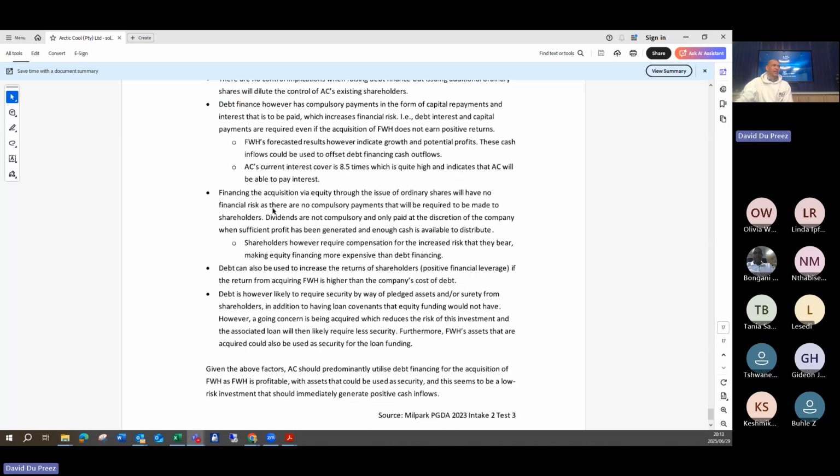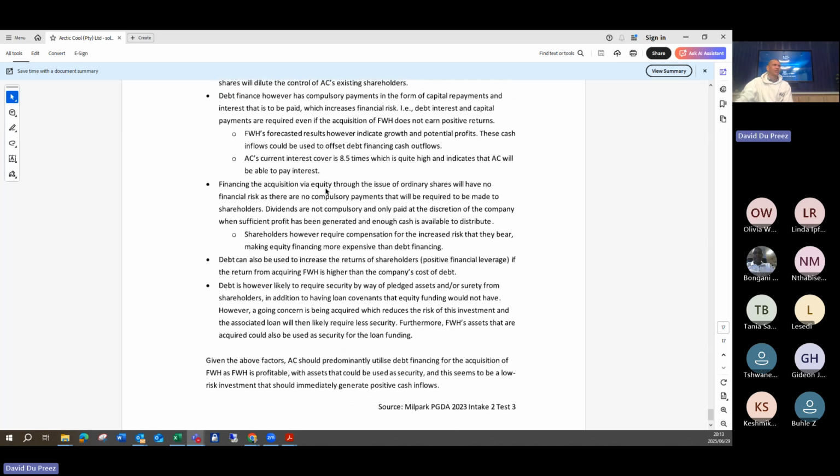Then financing the acquisition by equity will have no financial risk and no compulsory payments. Dividends are not compulsory. When there is sufficient profit, then they can issue dividends. Shareholders, however, require compensation for the increased risk, making equity finance more expensive than debt financing. Debt can also be used to increase the returns of shareholders. There's a positive financial leverage if the return from the acquisition is higher than the company's cost of debt.